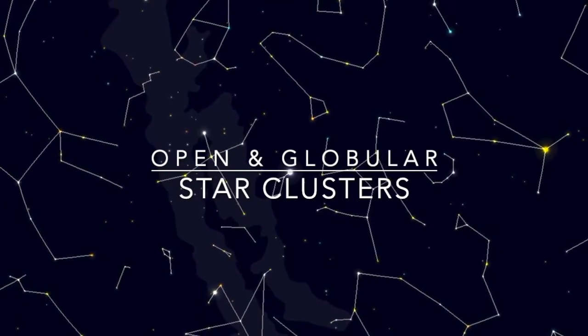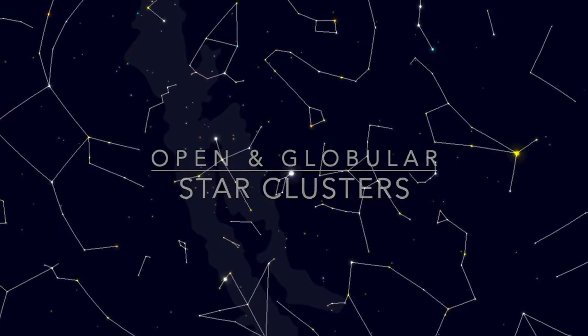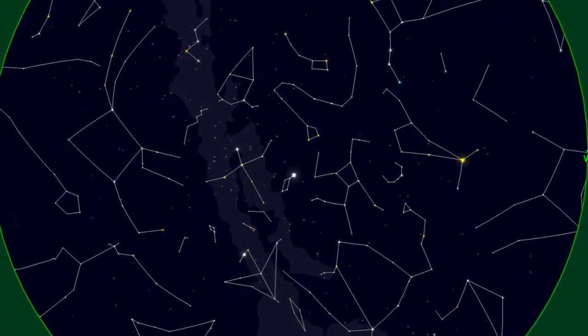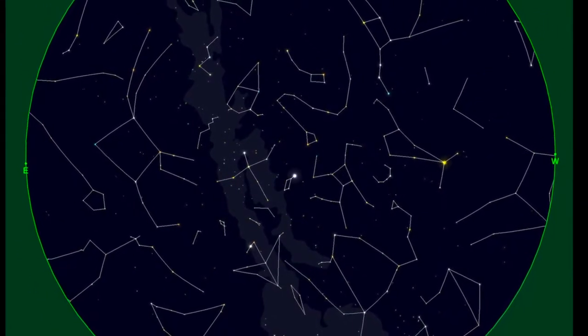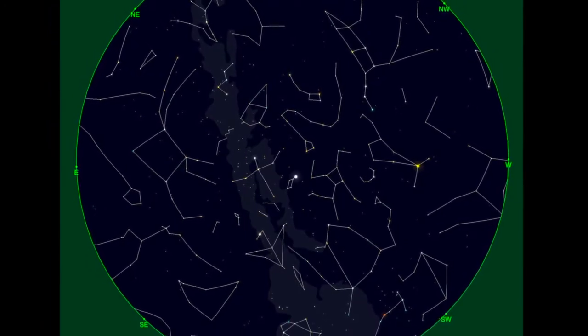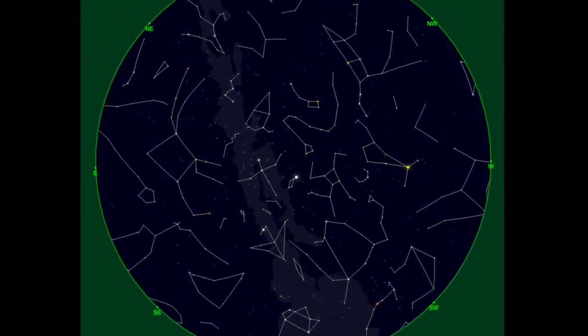Open and globular star clusters. At Theodore Roosevelt National Park, it is said that half the park is after dark. So much of the night sky can be seen with the naked eye or a set of binoculars.